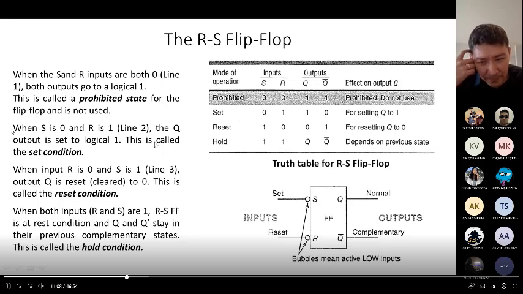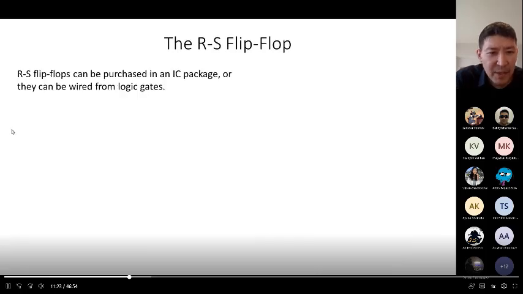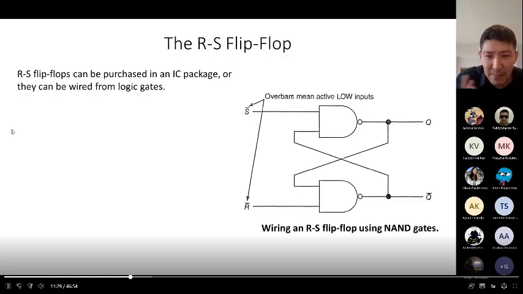There is a ready integrated circuit that contains several of these RS flip-flops inside one package. But actually we can assemble the RS flip-flop from NAND gates. For example, you can see how to get the RS flip-flop by using NAND gates.